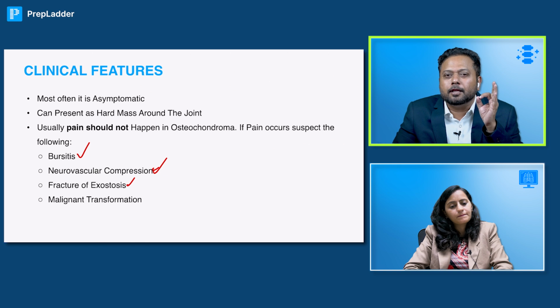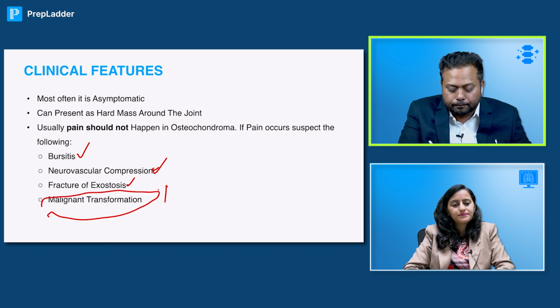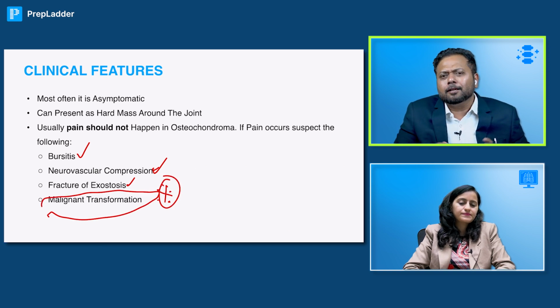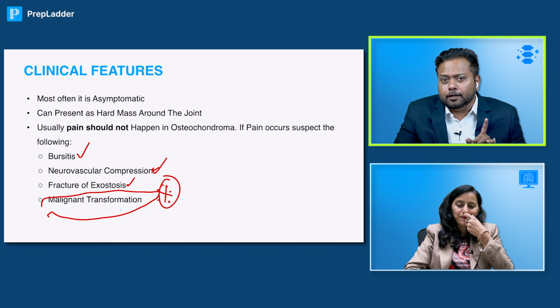Last but not the least, dear friends, most important thing, that is why we are very much worried about pain in osteochondroma: malignant transformation. This is very important. The book says it's only 1%, but it's very, very dangerous.